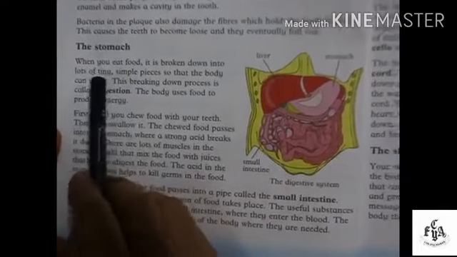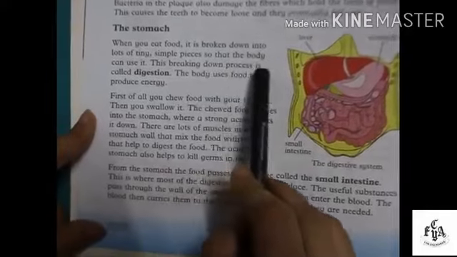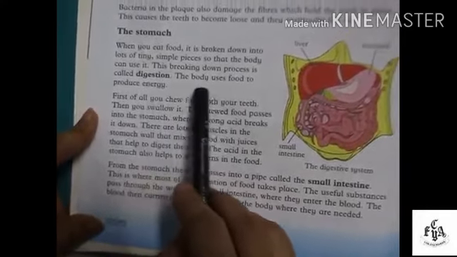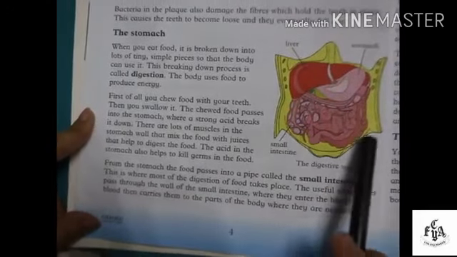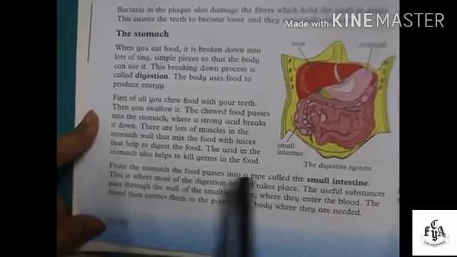Now comes the stomach. When you eat food, it is broken down into lots of tiny simple pieces so that the body can use it. This breaking down process is called digestion. The body uses food to produce energy. These are the different organs which are involved in the digestion, like the stomach, the liver, the small intestine.